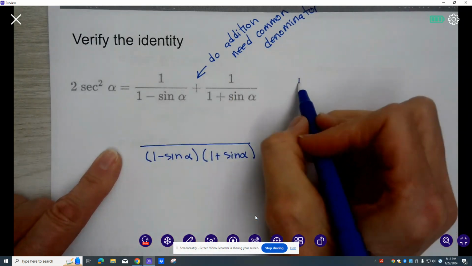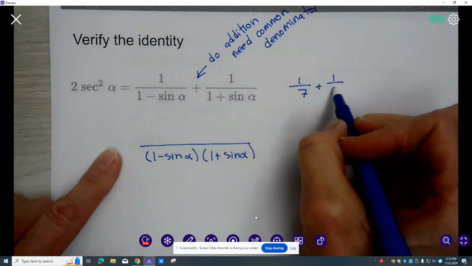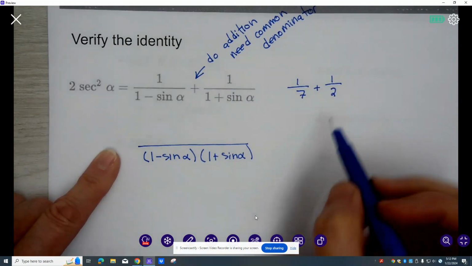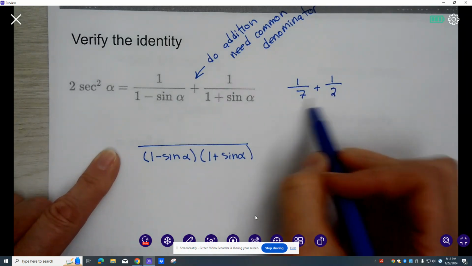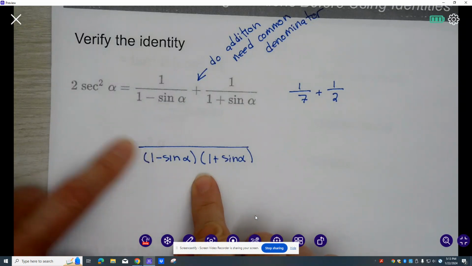It's kind of like if you have 1 over 7 plus 1 over 2. The common denominator here would be 14, or just 7 times 2. So I'm just multiplying those together.